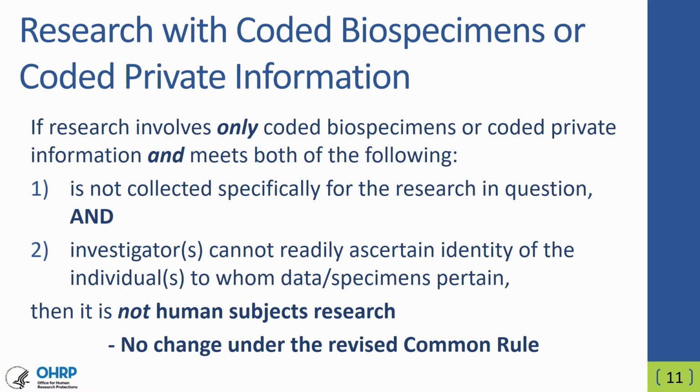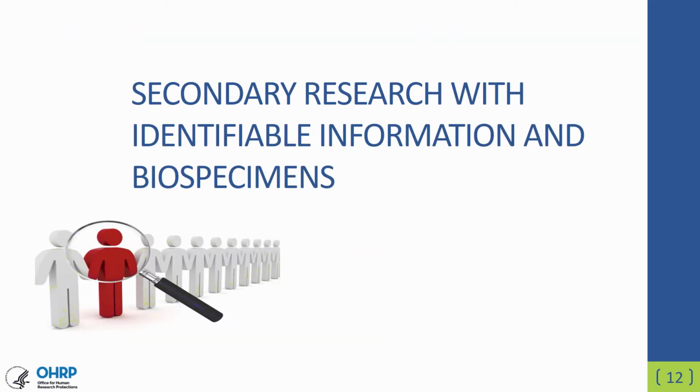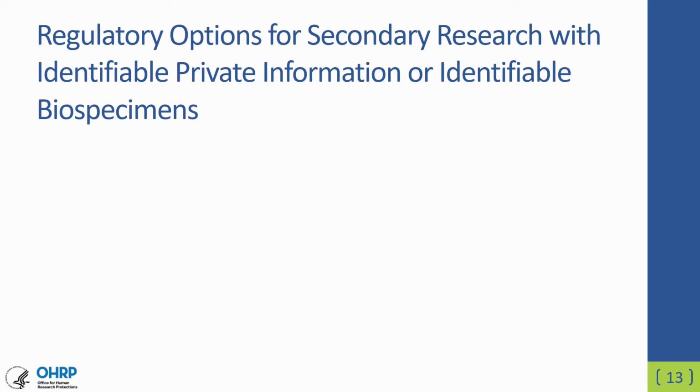This is how we interpret and understand this even in the pre-2018 rule. We're going to move on to talk about secondary research with identifiable information and biospecimens. And precisely because they're identifiable, this makes this secondary research human subjects research. What are the regulatory options available for secondary research with identifiable private information or identifiable biospecimens?